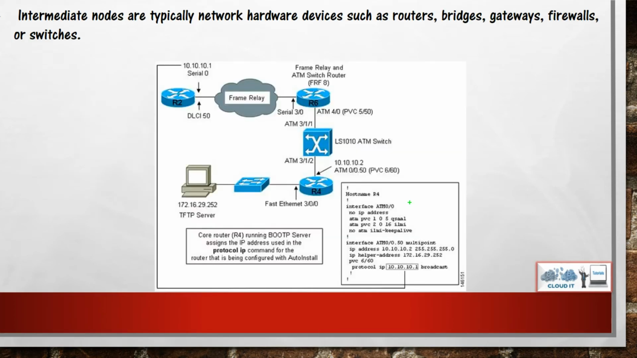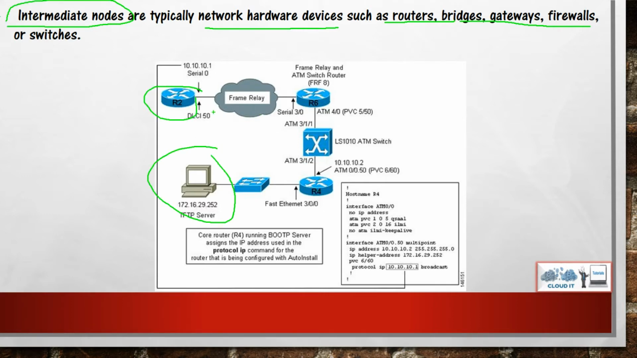In any network, there can be multiple network hardware devices such as routers, bridges, gateways, firewalls, and switches. These networking hardware devices can act as intermediate nodes in between source and destinations. As you can see in this diagram, this frame relay switch, this layer 3 router, this ATM switch, this layer 3 router, and this layer 2 switch are acting as the intermediate nodes in between this source router R2 and destination TFTP server.